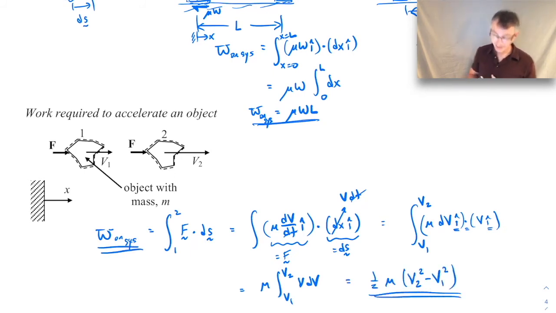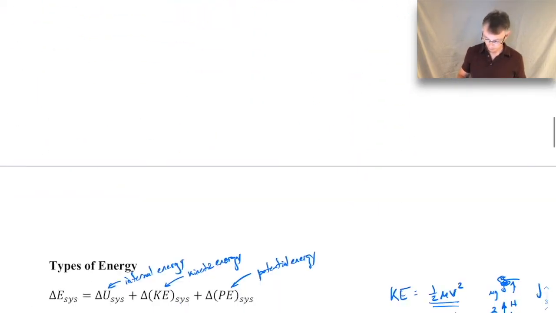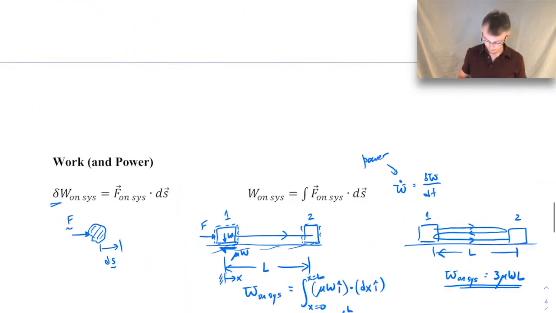So the work required to accelerate that object is just equal to the difference in the object's kinetic energies. And just quickly going back to the first law, you can see that the change in the kinetic energy is equal to the work being done on that system. So I just wanted to show you that they're closely connected.